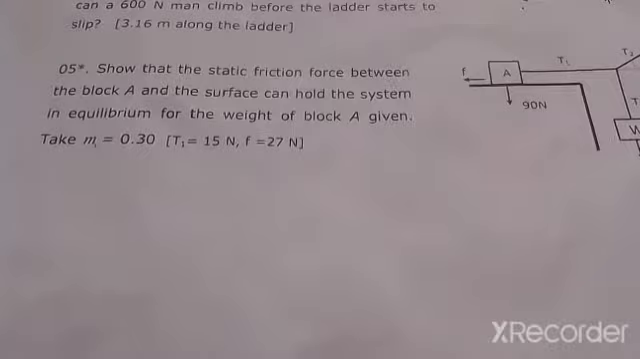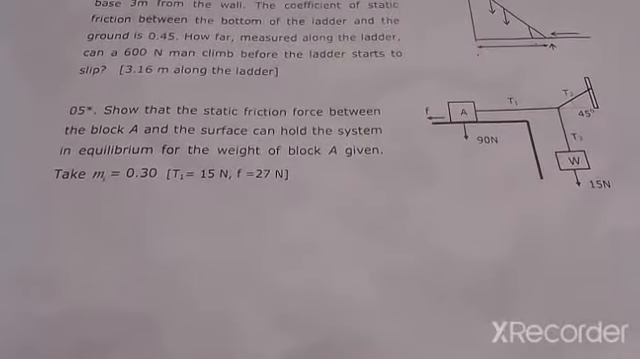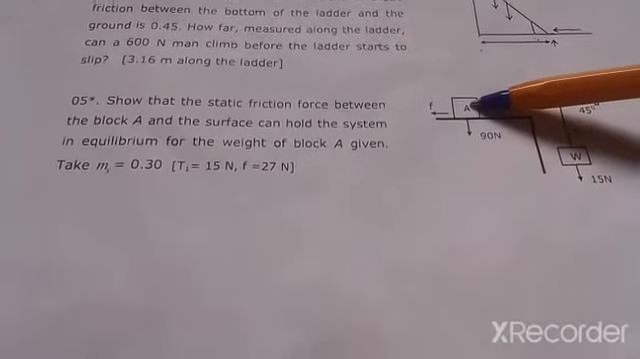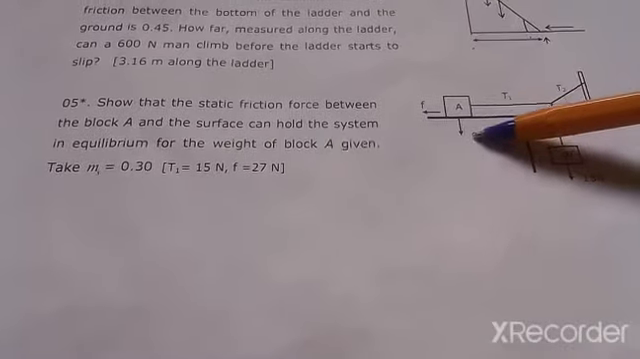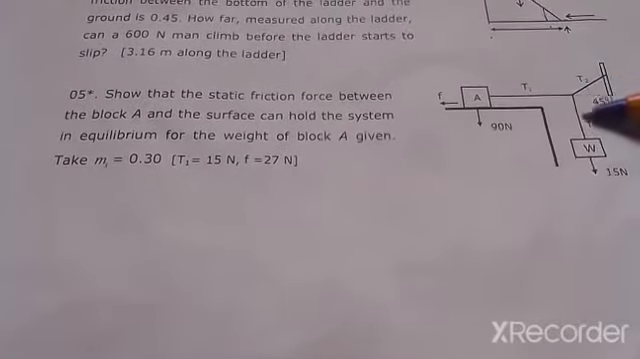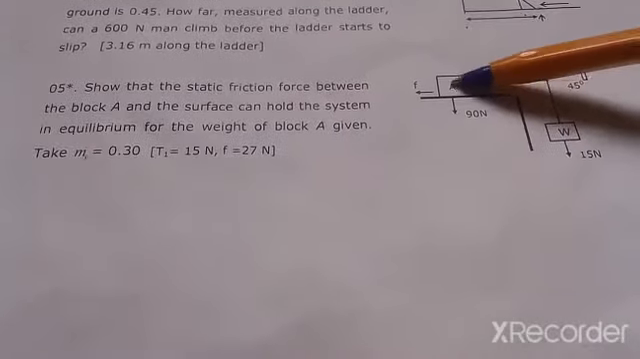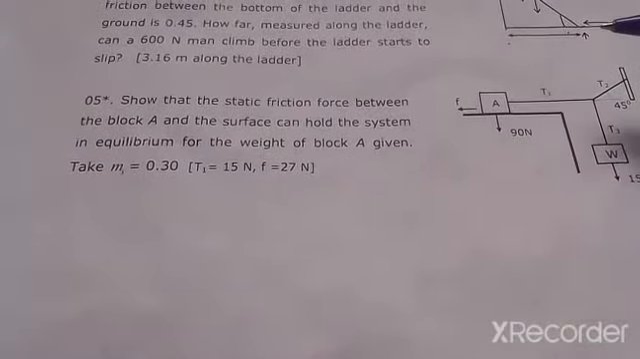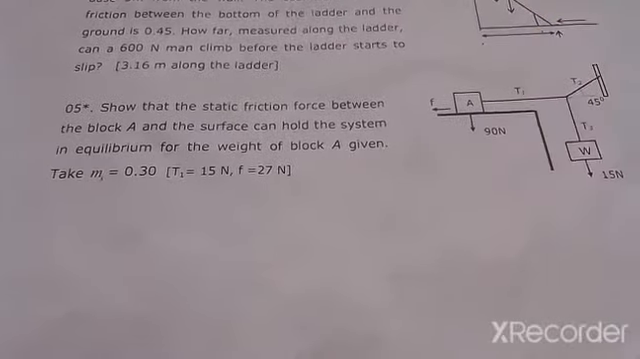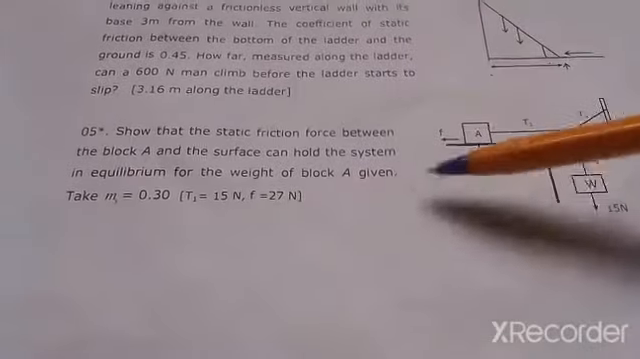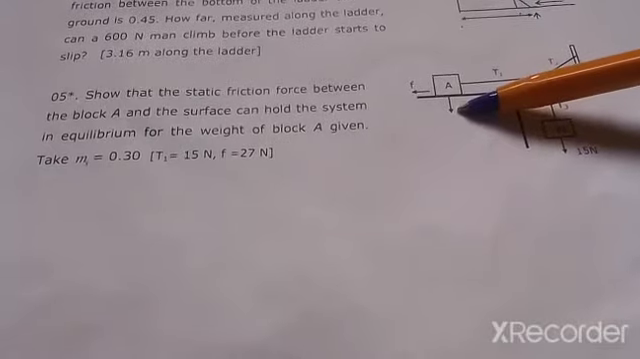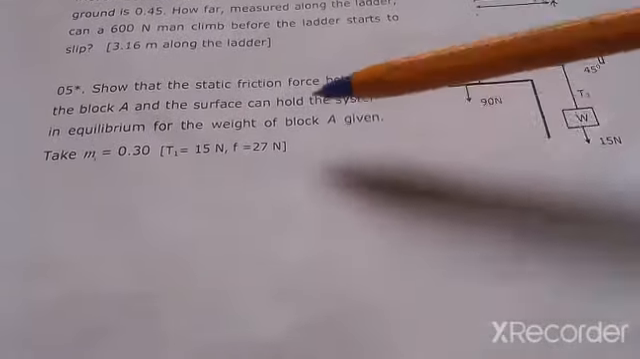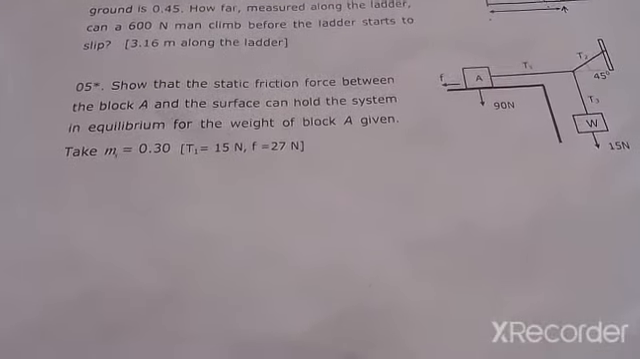Question 5 reads: show that the static force between the block A and the surface can hold the system in equilibrium. So we're talking about this whole system. Can this hold the system in equilibrium? We need to show that. The weight of block A given is 90 newtons, and the coefficient of static friction is 0.30. That's what we've been given.